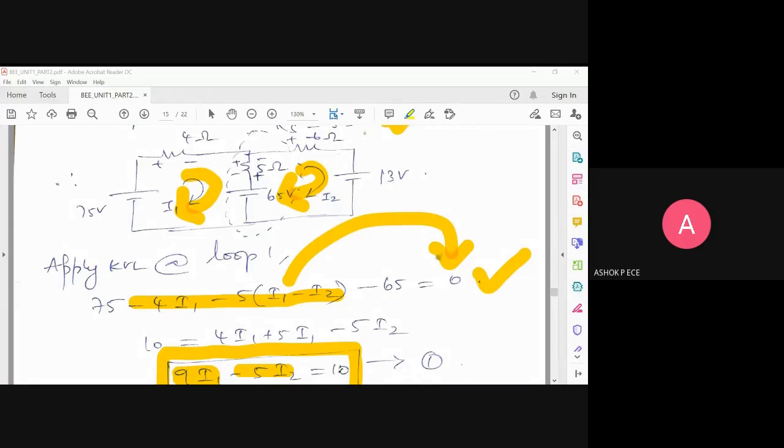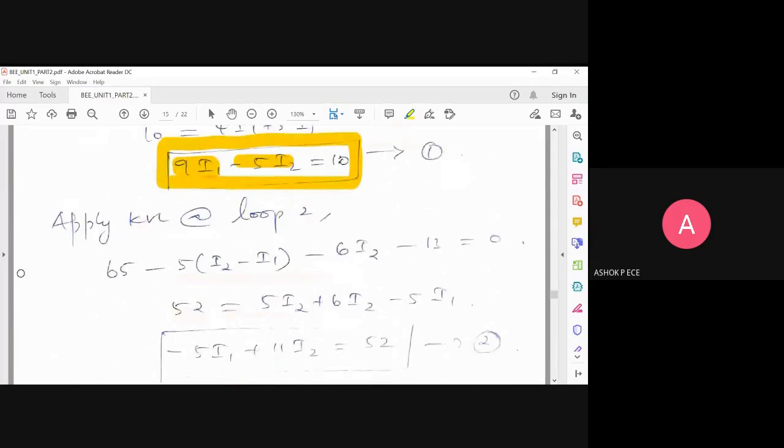Second loop, who can say the answer? Who can volunteer and say? Anybody who has not opened your mouth so far? Sir, yes. 65 minus 5 of I2 minus I1, good. Minus 6I2 minus 13V is equal to 0.